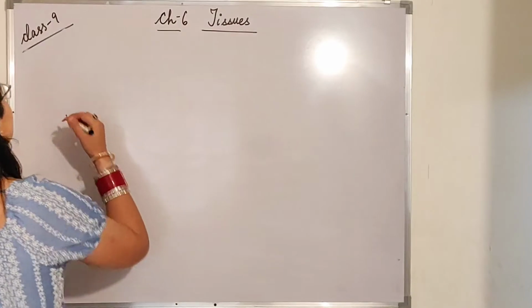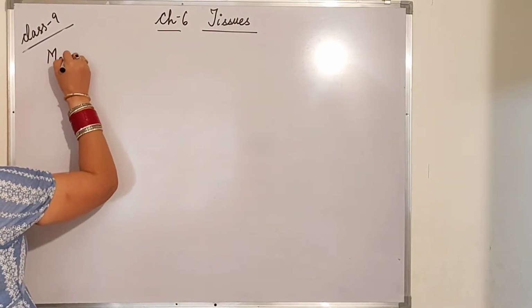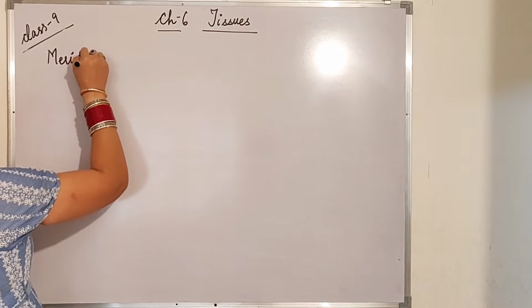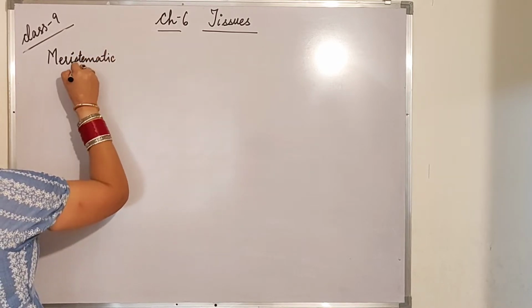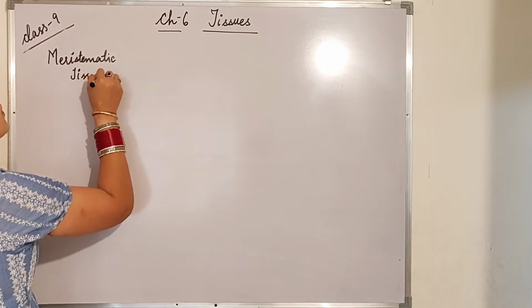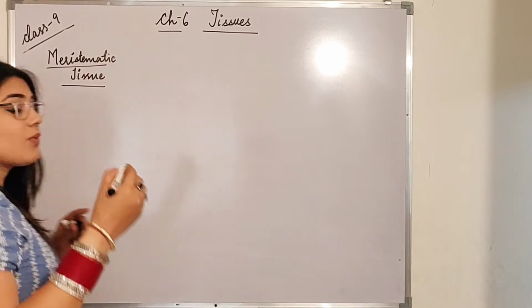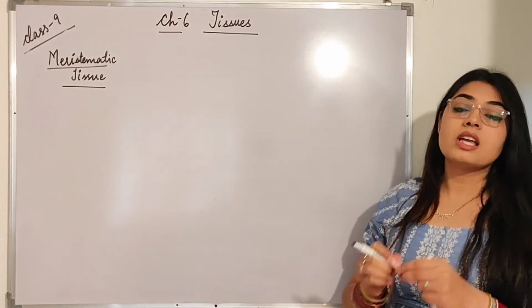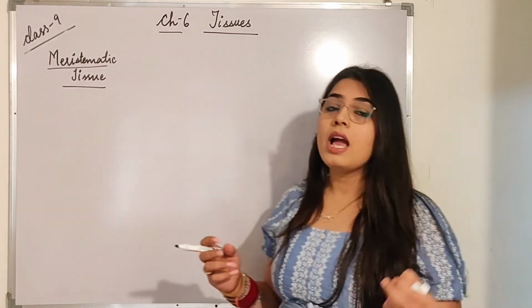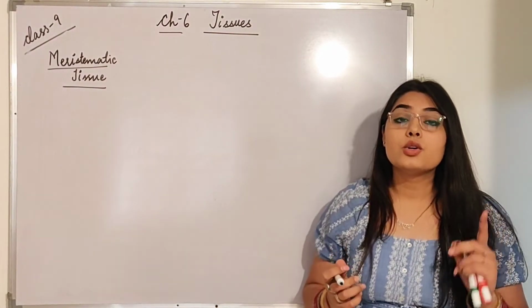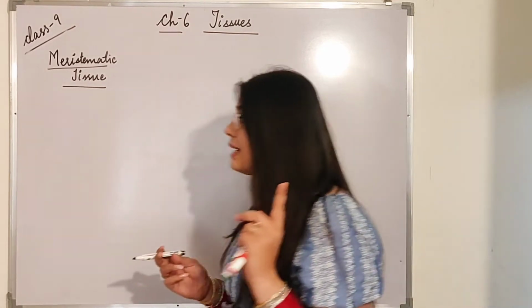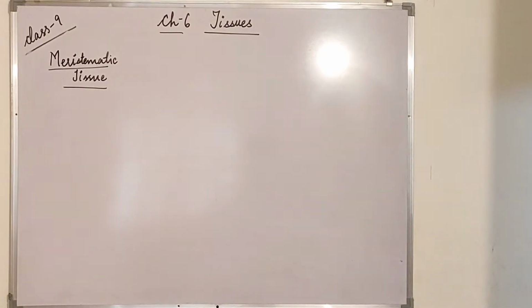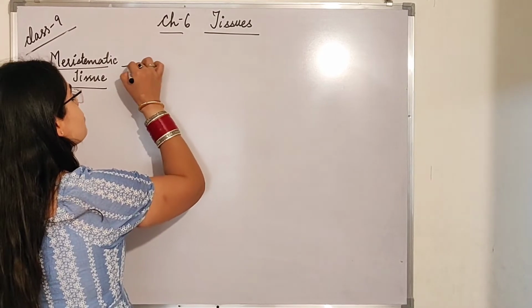So beta, meristematic tissue, in the previous video I have talked about meristematic tissue. Right? So who will tell me what is meristematic tissue? Anyone? Just pause the video and tell. I told you in the previous video beta that meristematic tissue is a very important tissue and it plays a very important role in the growth of the plant. Okay, they provide the ability to grow.